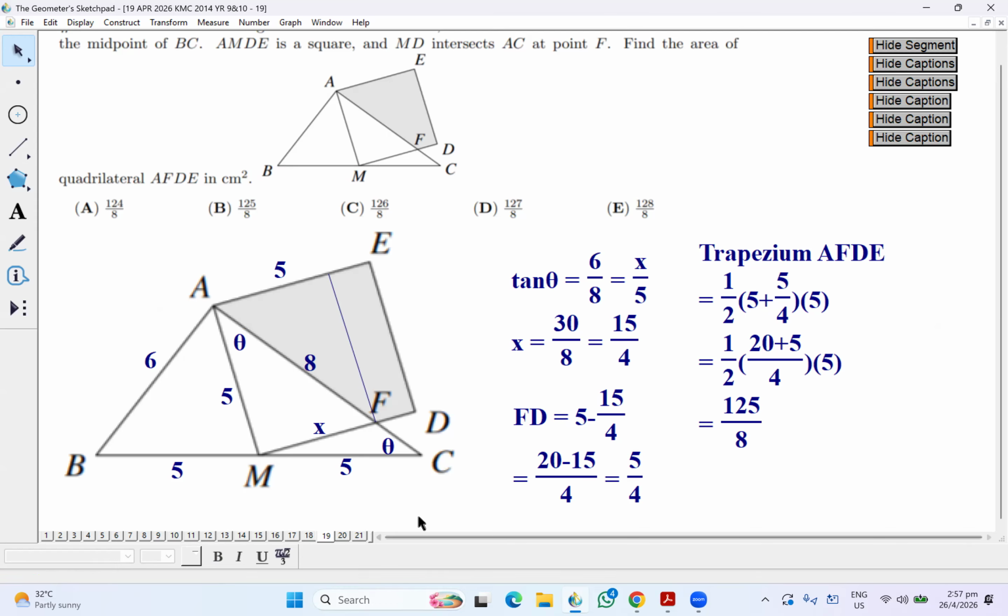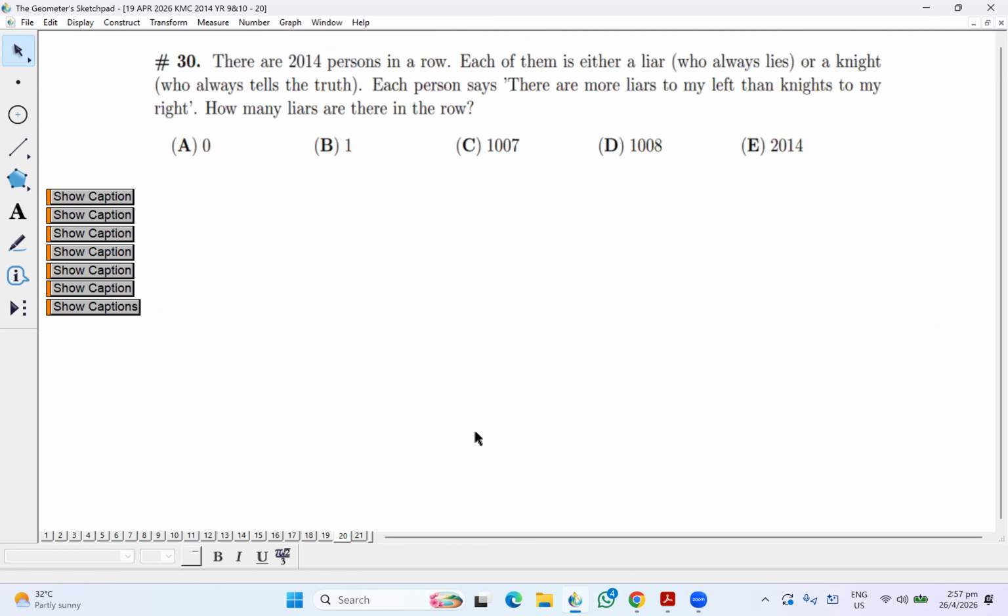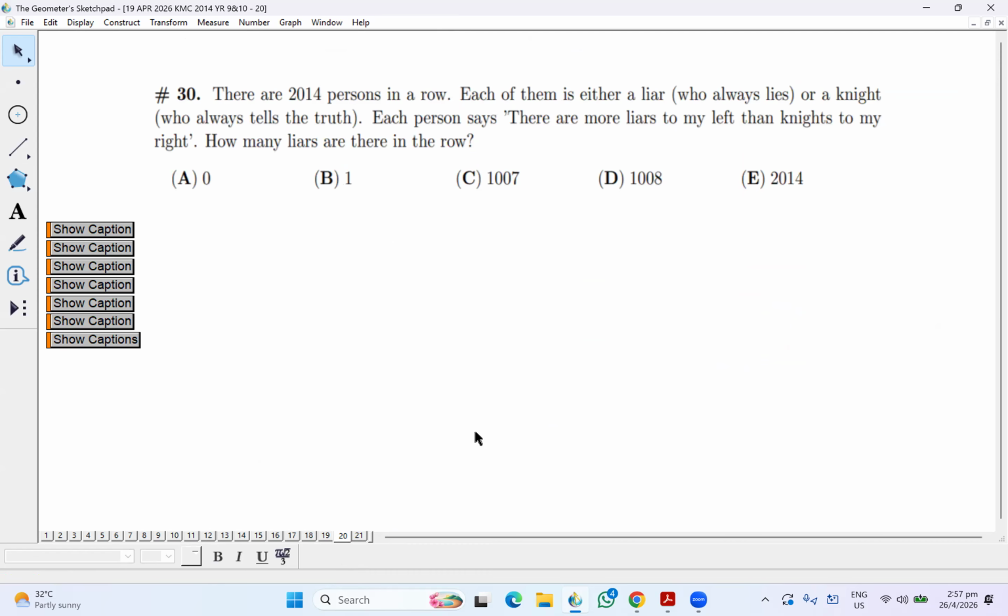Okay, last question. 2,014 persons in a row. Each of them is a liar who always lies, or a knight who always tells the truth. Each person says there are more liars to my left than to my right. Everyone says the same thing. How many liars are there in the row?